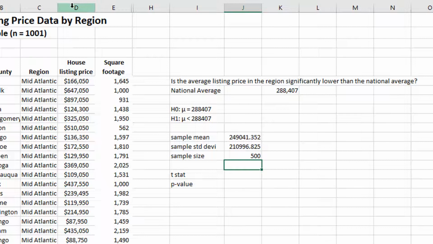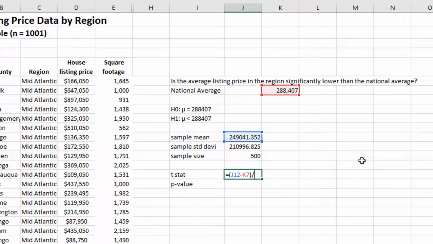Now, the t-statistic is calculated by taking the difference between the sample mean minus the null mean, the null hypothesis mean. So I'm going to say equals, to create this formula, the difference between the sample mean minus the national mean, 288,407. Okay, take that difference.